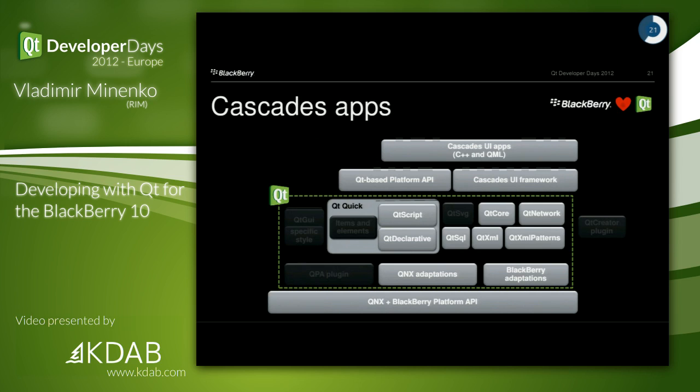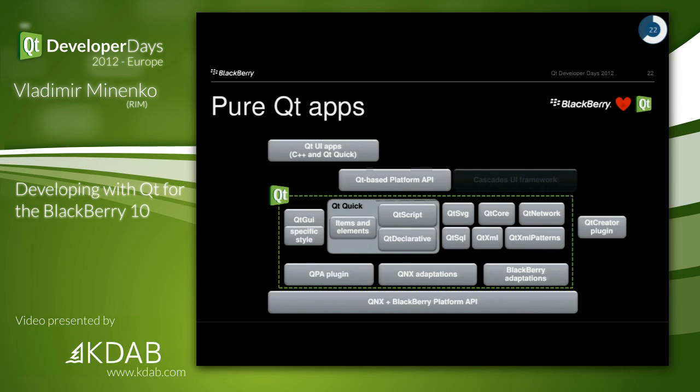As I mentioned, Cascades provides its own UI framework. So you cannot use Qt GUI because it renders on the screen in its own way. You cannot use most of the QML items and elements because they also render on the screen. So basically everything which depends on the QPA plugin, which we also use to port Qt to the platform, is not available because there is no rendering backend. How it will be in the future, let's see. Currently, we are busy with other things. So this is the appropriate diagram for the pure Qt application.